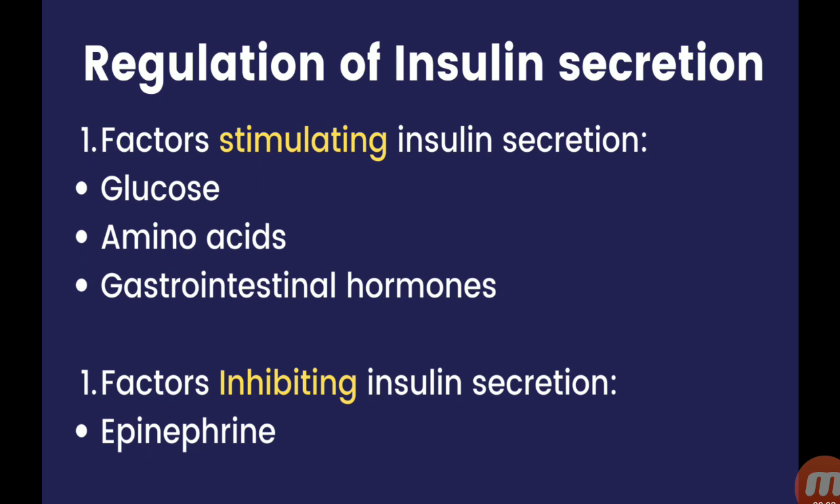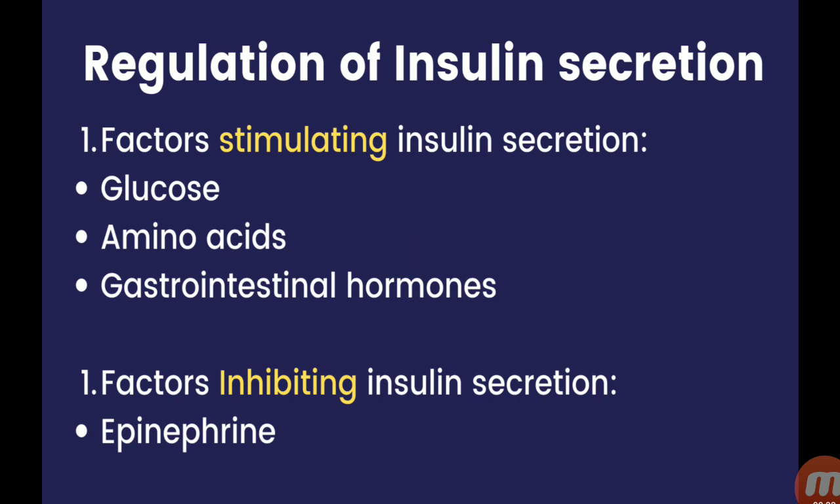Human pancreas can secrete 40 to 50 units of insulin daily. So now we will discuss what are the factors that will stimulate or ignite, and what are the factors that will inhibit the secretion of insulin. First, we will discuss the factors stimulating the insulin secretion. This includes glucose, amino acid, and gastrointestinal hormone that is present on the screen right now.